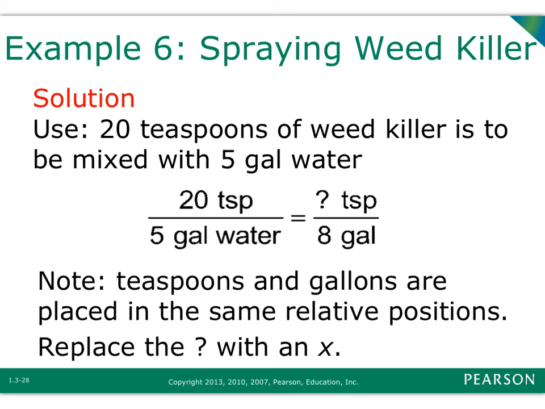So here's the solution. We use 20 teaspoons of weed killer to be mixed with 5 gallons of water. There's our ratio, 20 teaspoons to 5 gallons of water. And now we want to say, okay, he has 8 gallons of water. How many teaspoons does he need? Right? So we have teaspoons to teaspoons, gallons to gallons. This is a ratio problem, right? And of course, as always, we can replace X up here as our quantity to find out. And again, we're going to cross multiply.